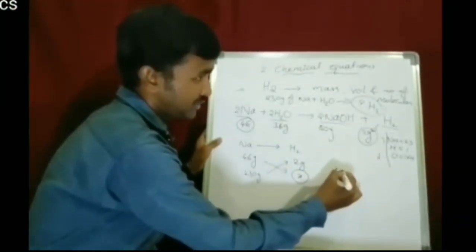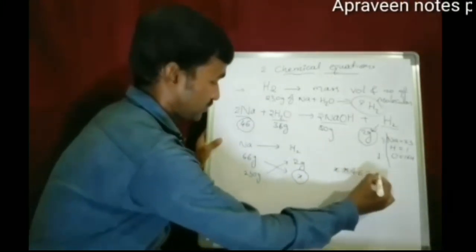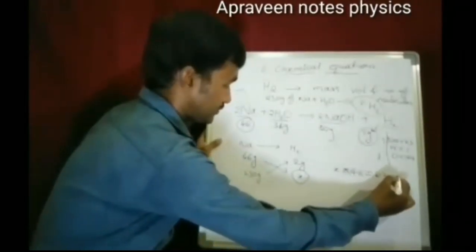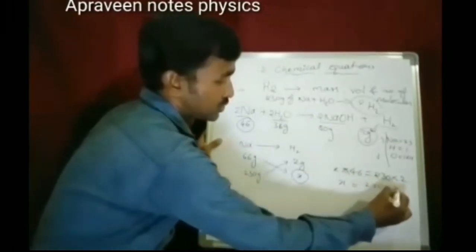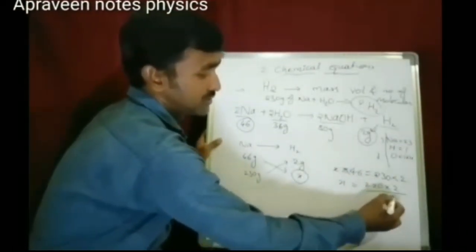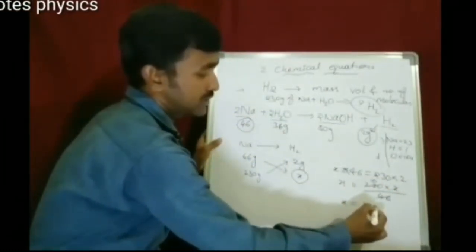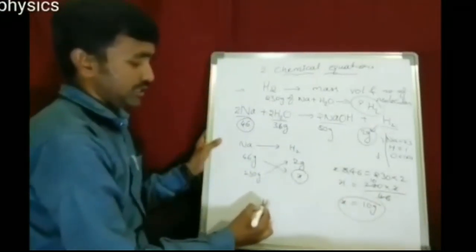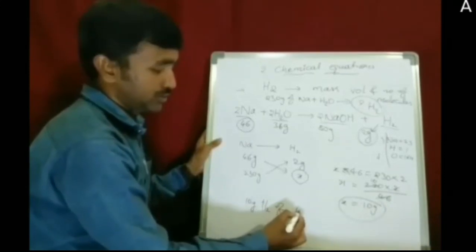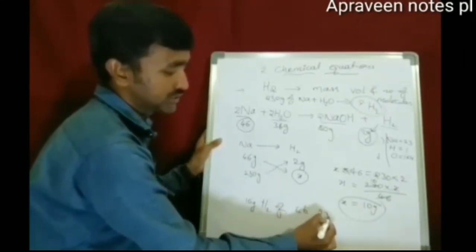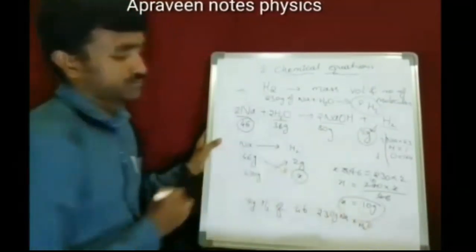So x into 46 is equal to 230 into 2. Then transposing, x equals 230 into 2 by 46. Then cancelling, you will get 10. Here x equals 10 grams is the answer. That means 10 grams of hydrogen is liberated by the reaction of 230 grams of sodium with water.